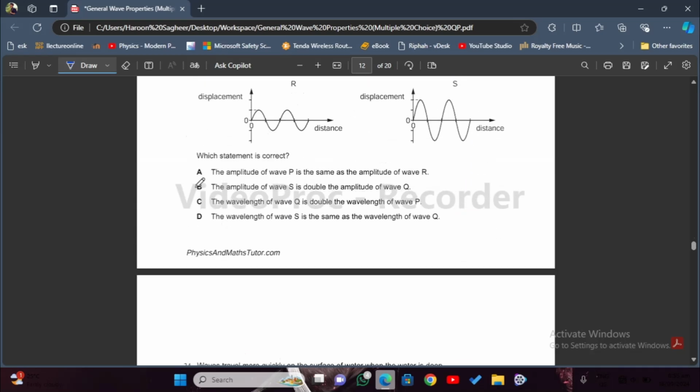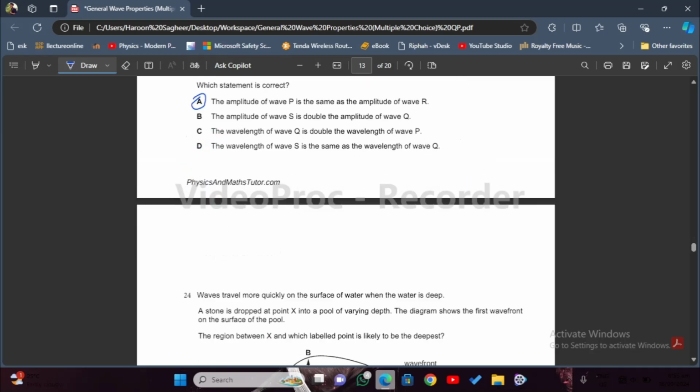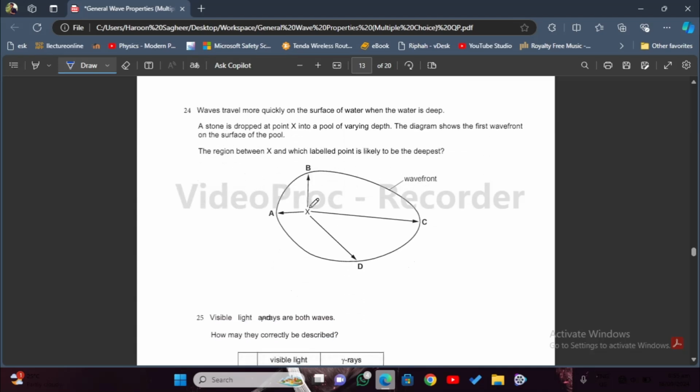Now this is the same question. I'm just going to mark A. I remember the answer now. Right here at point X, somebody throws a stone, and this is like water. So we would have to see which point is at the longest distance, like whether X to B is longer, X to A is longer, or X to D is longer. We need to tell that, or X to C.